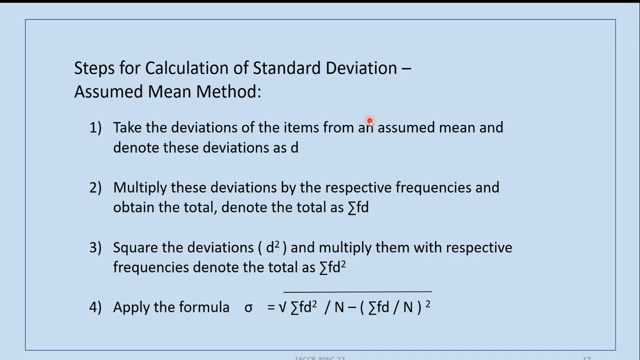So we will see the formula. The formula is sigma, that is standard deviation, is equal to under root sigma fd square by n minus sigma fd by n whole square. We will see the formula, and also we will understand the procedure for calculating it. So this is the formula: sigma fd square by n minus sigma fd by n whole square.